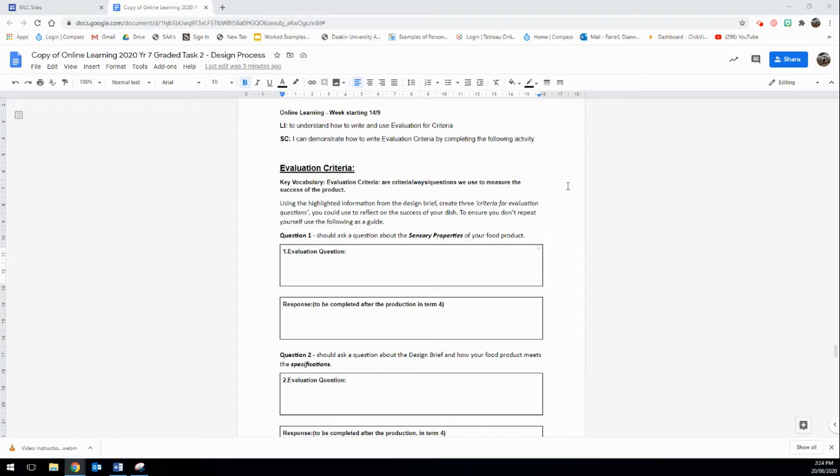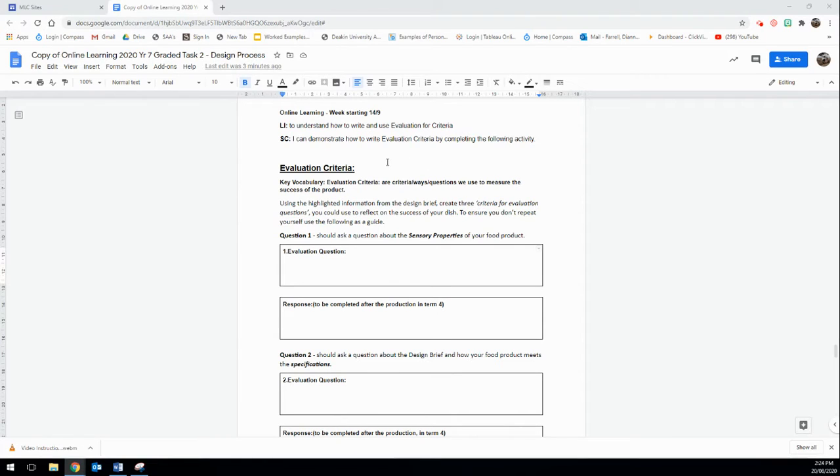Today we are continuing on with our design brief and design process graded task. We are looking at online learning week starting the 14th of the 9th. Our learning intention today is to understand how to write and use evaluation criteria. Success criteria is I can demonstrate how to write evaluation criteria by completing the following activity.